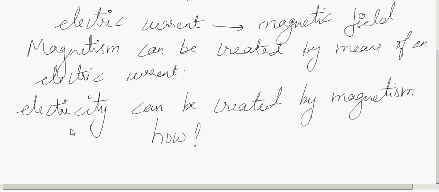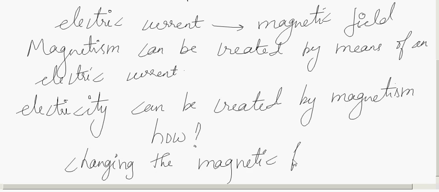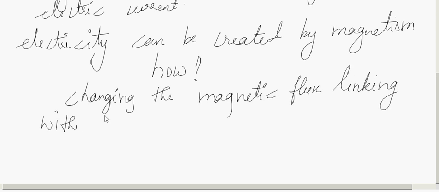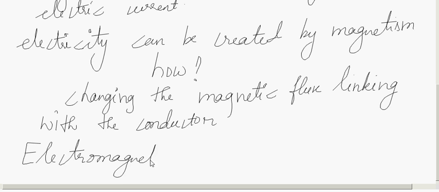For that we require a magnetic flux which is changing with respect to time, or we require a change in magnetic flux linking with the conductor. This can be obtained by changing the magnetic flux linking with the conductor. The flux which passes through this coil must change, and this process is called electromagnetic induction. So, creation of electricity using magnetism by changing the magnetic flux linking the coil is known as electromagnetic induction.